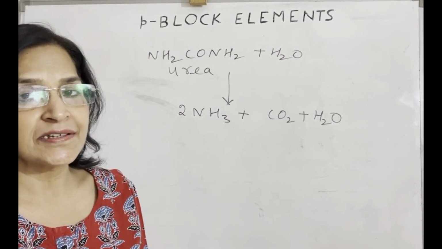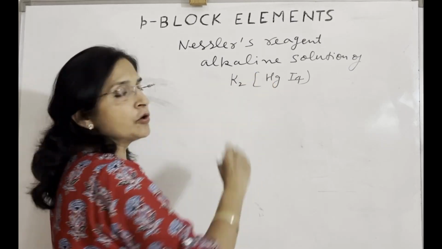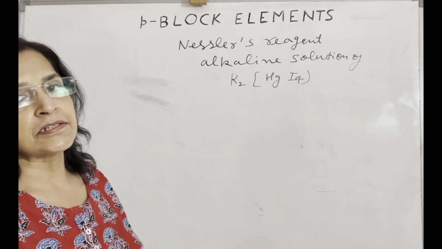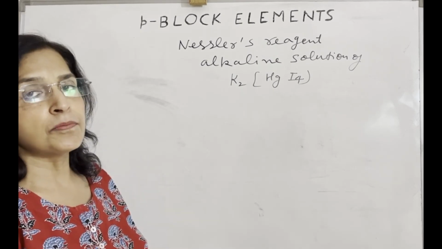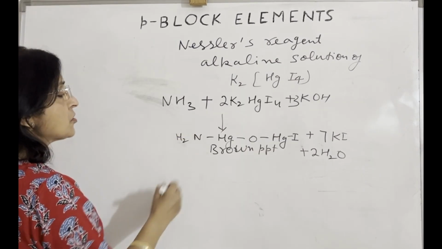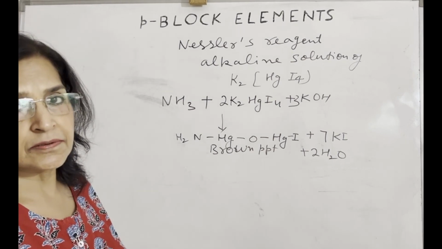What is Nessler's reagent? The alkaline solution of this coordination complex is known as Nessler's reagent. When ammonia gas is passed through Nessler's reagent, brown precipitate formed and the reaction takes place. This is called as iodide of Millon's base.